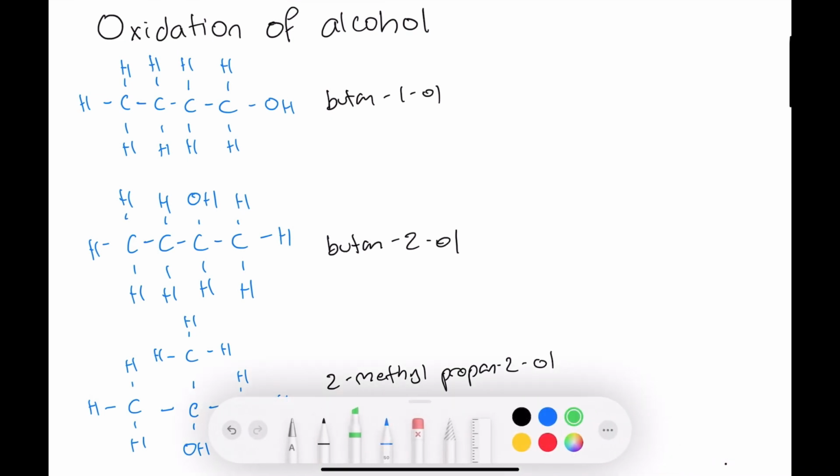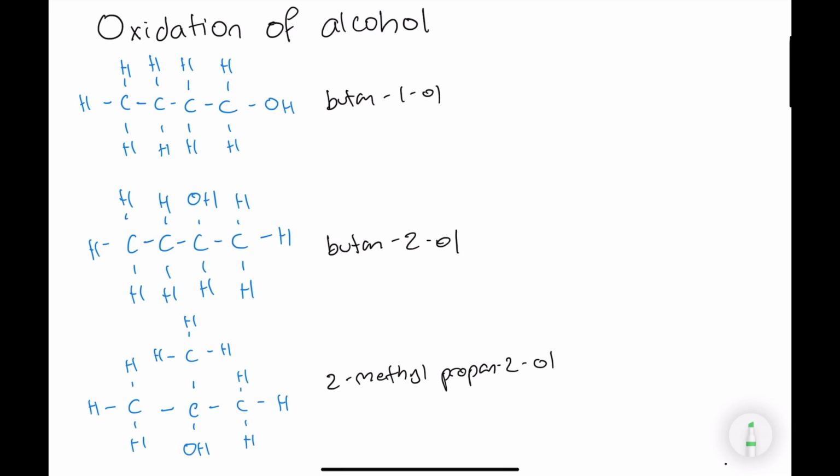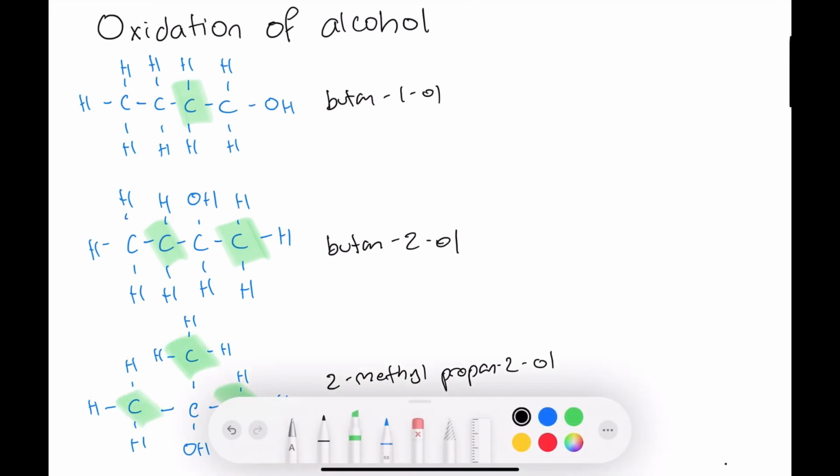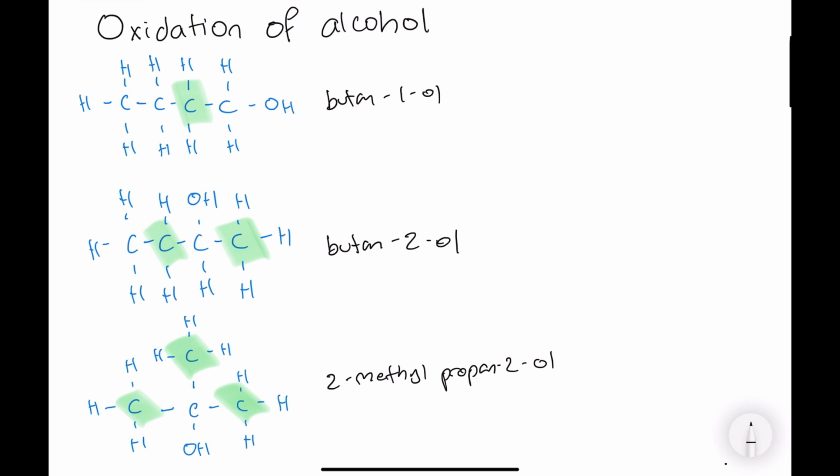To know the type of alcohol, you just have to see how many carbons are attached to the carbon with the hydroxyl group. With butan-1-ol, there is 1 carbon attached to the carbon with the hydroxyl group. In butan-2-ol, there are 2 carbons. And in 2-methylpropan-2-ol, there are 3 carbons. So with this, you can easily tell what type of alcohol it is.